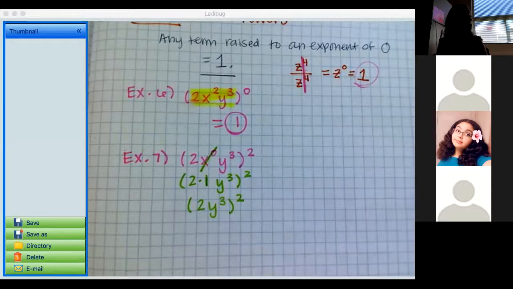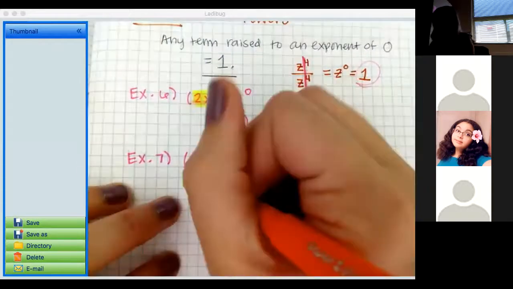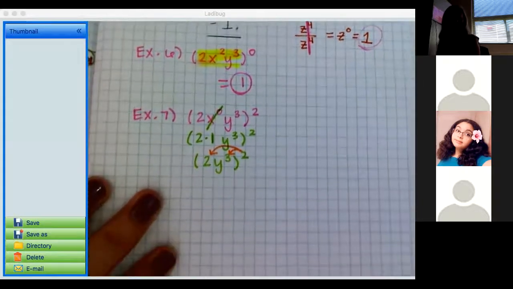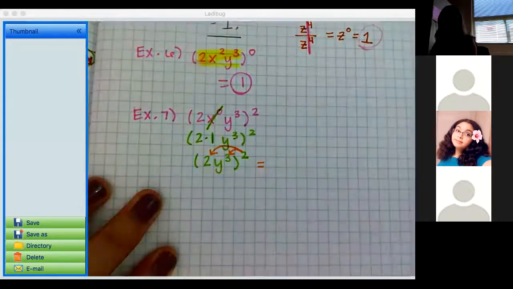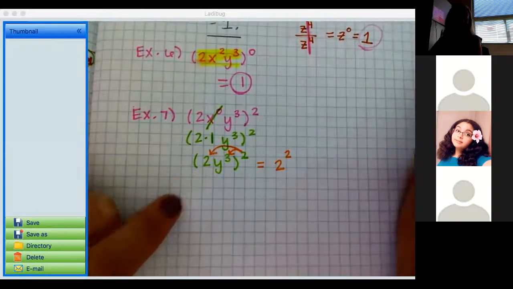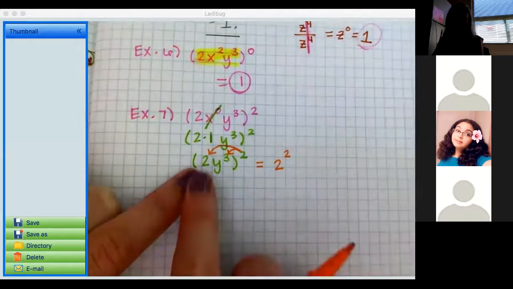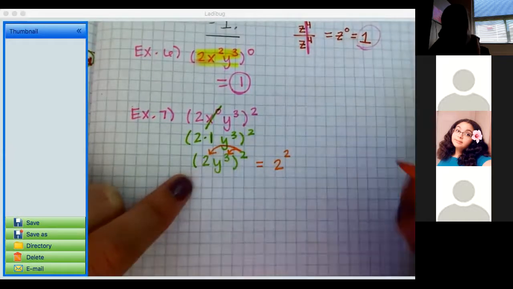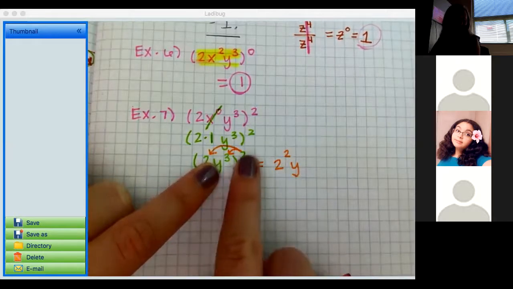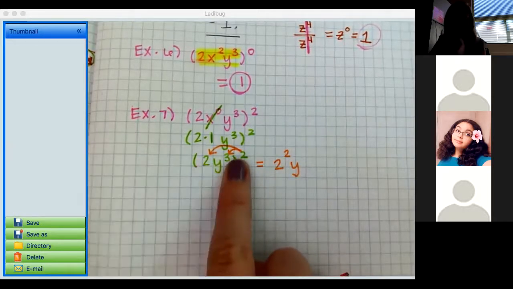So now how would I simplify what's left? Distribute. Yes, good. Take that 2 into everything on the inside. So what am I left with? 4, by 2, 6. So 2 squared. Don't simplify it yet because some people are going to say it's 2 times 2, and that's not it. This is 2 squared y to the what? 6.